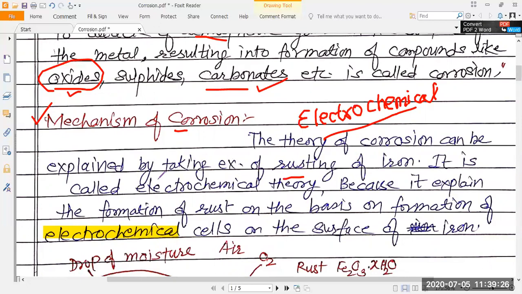Why is it called the electrochemical theory? As I told you, in rusting of iron, a number of electrochemical cells are formed, very tiny electrochemical cells are formed on the surface of iron. And how are the electrochemical cells formed?